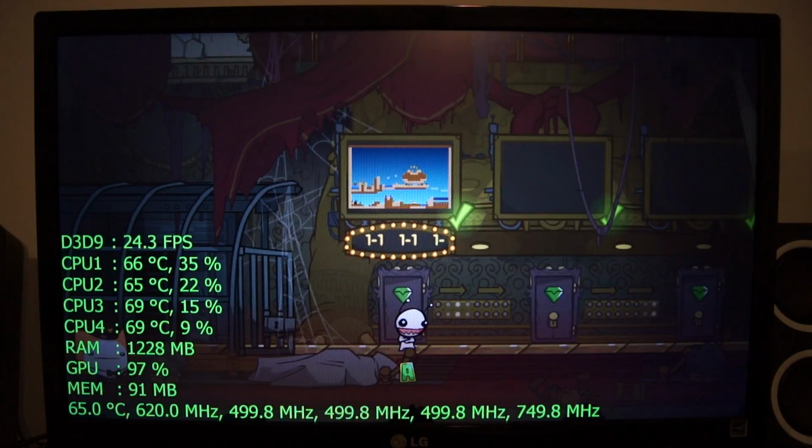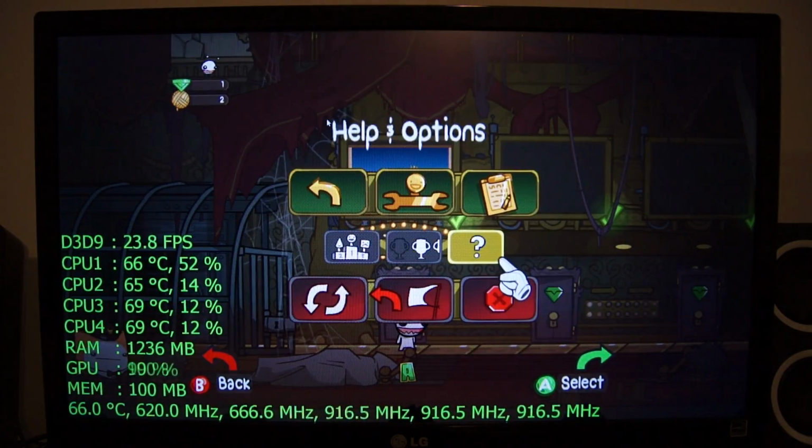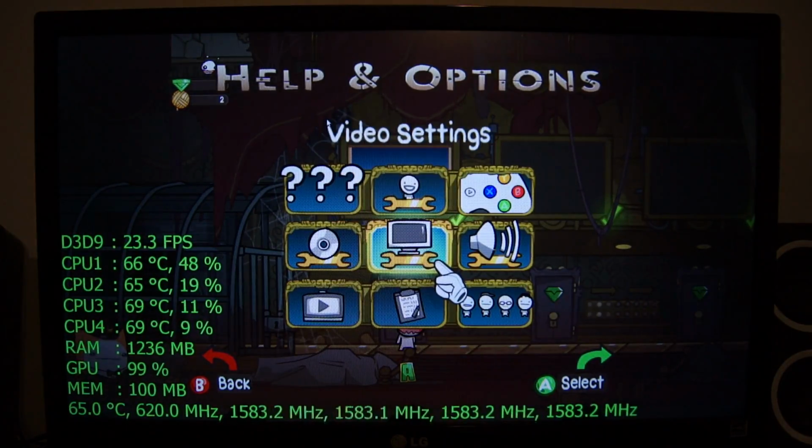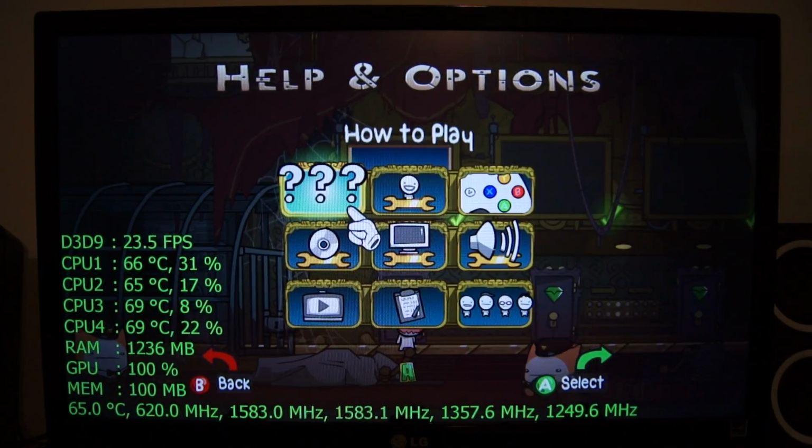So I'm going to be doing some testing on this game as well, running it at, let me check here, I think. So it's running at 1080p, the enhanced backgrounds are disabled, and VSync is disabled, so full screen at 1080p.